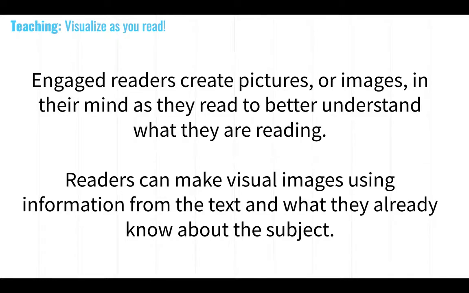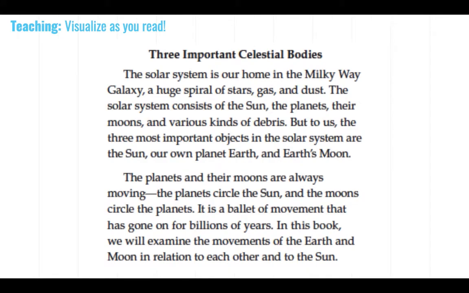We talked about this at the beginning of the year with fiction texts, but you should also do it with informational texts because engaged readers create pictures or images in their mind as they read. It helps them better understand what they're reading. And readers can make visual images using information from the text and what they already know about the subject. When we read fiction, we often refer to this as making a mind movie. Go ahead and close your eyes and visualize as I read aloud this selection from page 4 of our book. You also have the option to draw what you're visualizing on a piece of paper right now.